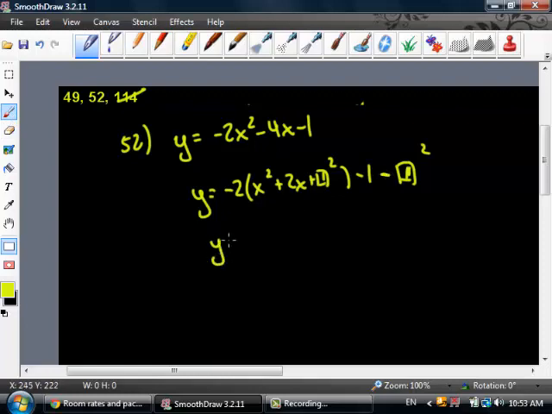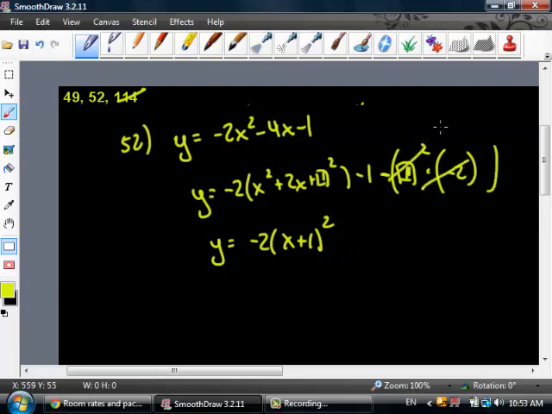So what I get is y equals -2 (x plus 1) squared. Let's see, that's 1, so plus 0, right? No. No! What happens? I have to multiply this box by -2. So that is 1 times -2 is -2. So -1 minus -2 is plus 2. So that's -1 plus 2, so that's plus 1.